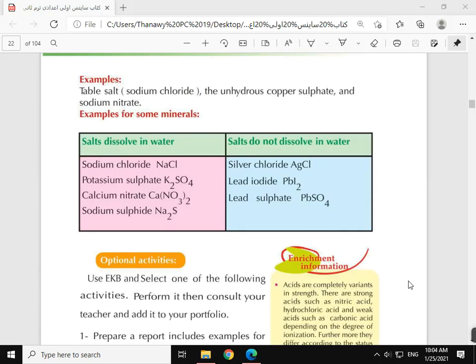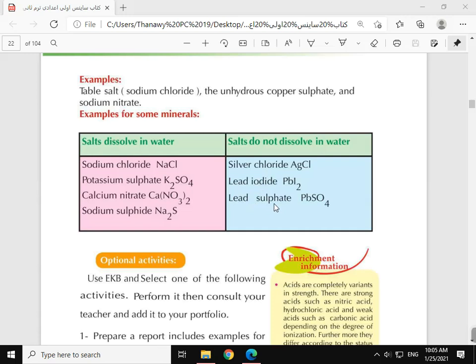Examples, table salt, anhydrous copper sulfate and sodium nitrate. The following table represents the salts that can dissolve in water and salts that don't dissolve in water. Sodium chloride, potassium sulfate, calcium nitrate, sodium sulfide, these are salts that can dissolve in water. But silver chloride, lead iodide, and lead sulfate are examples of salts that don't dissolve in water.